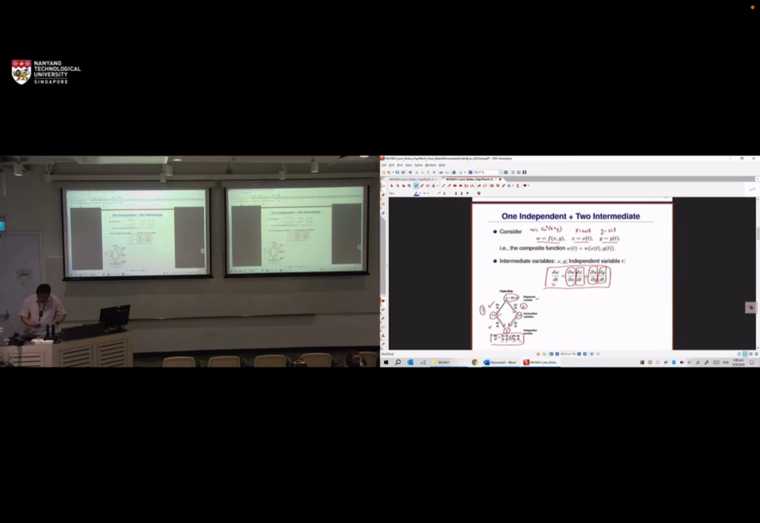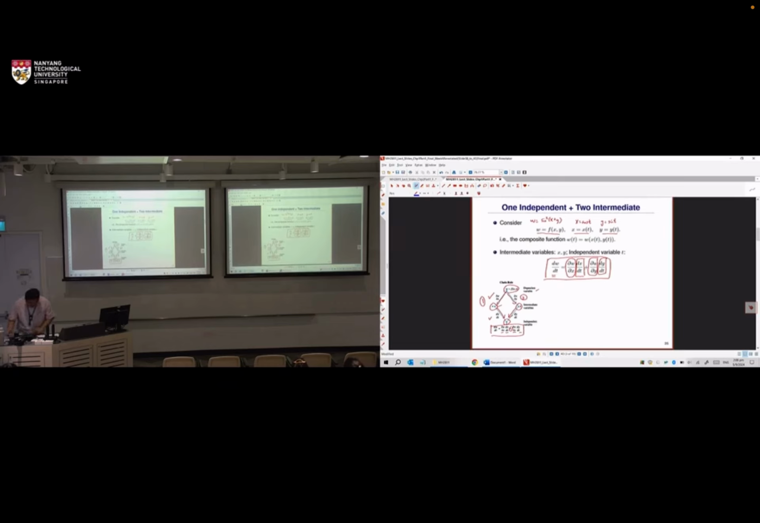Now we are going to extend it directly to the multivariable calculus way. You are now in the multivariable calculus world. This is the most basic and easiest case: one independent and two intermediate variables. What do I mean by that? Consider w equals f(x,y), x equals x(t), and y equals y(t). I give you a function as an illustration: w equals sine squared of (x plus y), where x is cosine t and y is sine t.